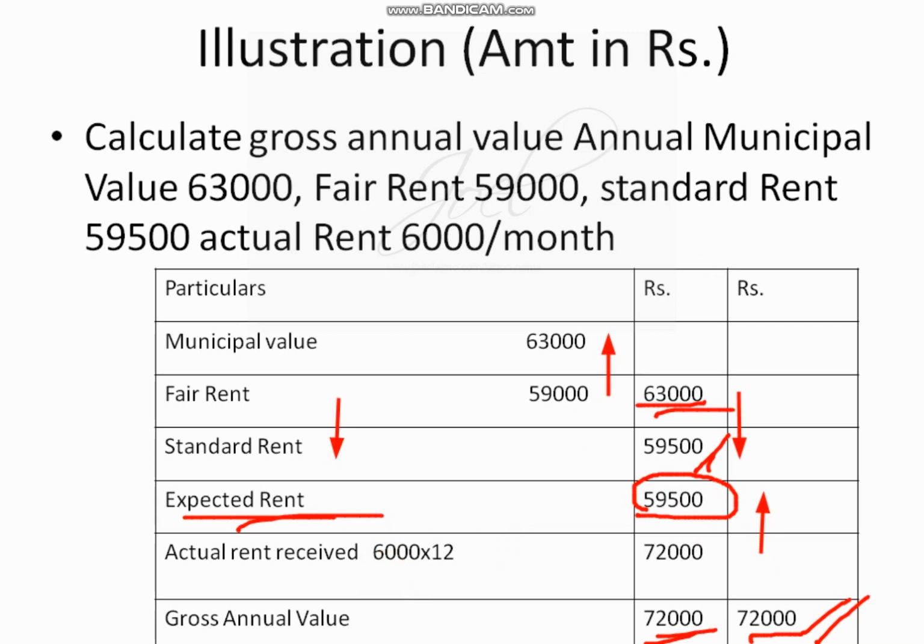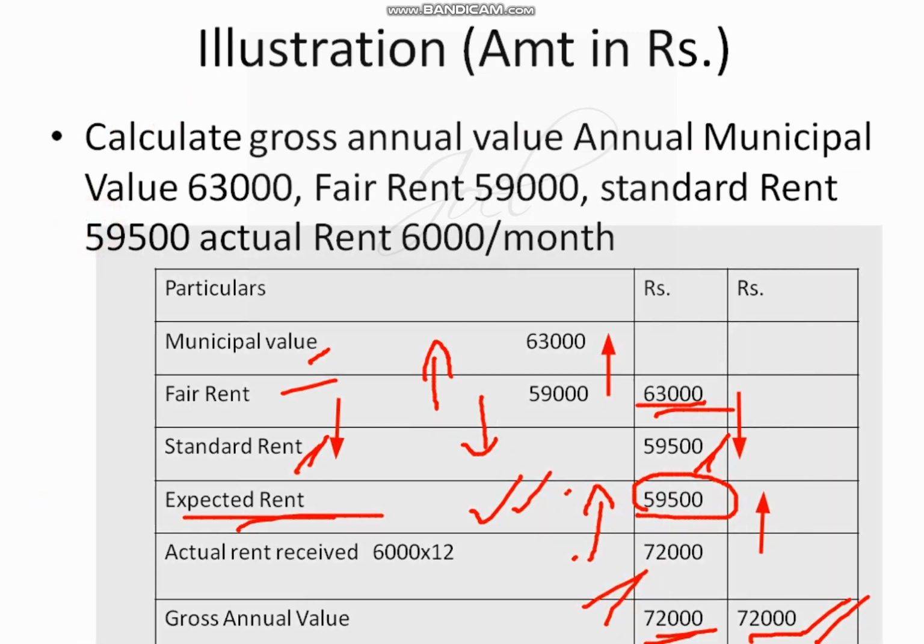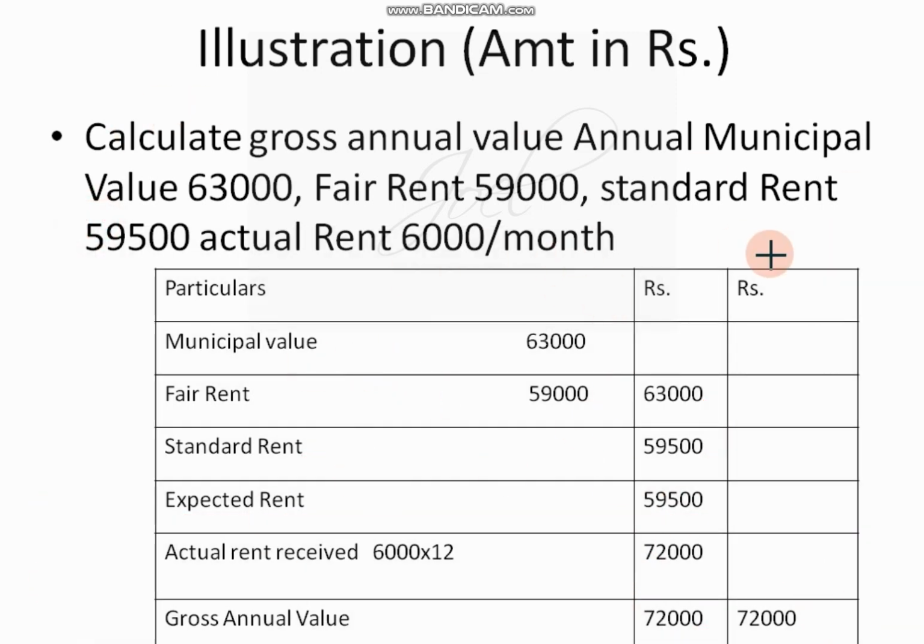So these are the things we should remember. Again I will repeat: municipal value and fair rental value, the highest one; that amount and standard rent, the lowest amount. You will get one amount, that is what we'll call expected rent. Expected rent and one more is actual rent. Out of these two, the highest amount is called our gross annual value. On that basis the calculation is done.